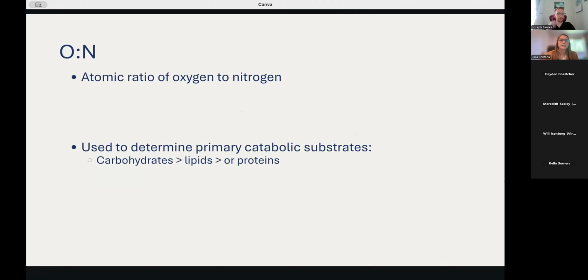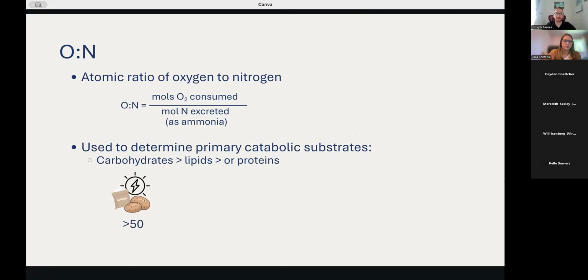But then we wanted to get to the nitty-gritty of looking at the atomic ratio of oxygen to nitrogen. This is just the moles of oxygen consumed versus the moles of nitrogen excreted as ammonia. And this is to determine the primary catabolic substrate, all big fancy words to see what they were eating, what they were metabolizing. So carbs, most people are familiar, they're going to be your sugars, your starches, those are going to be your high use energies.